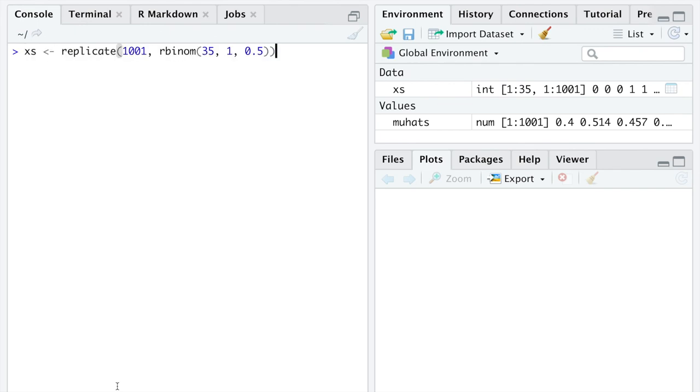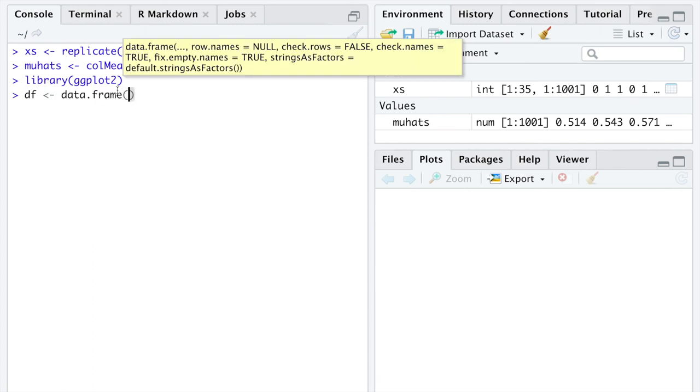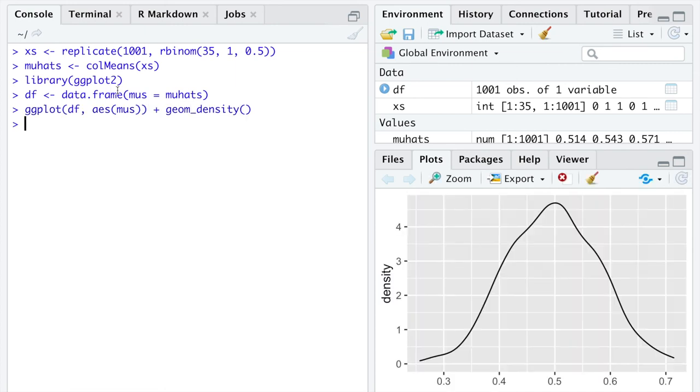So we've got our 1001 friends flipping a fair coin 35 times each. And then we're going to calculate the mean across all 1001 friends. Now, what's crazy in the world of statistics is that we can make a plot by creating a data frame of the estimates themselves. And if we plot the estimates in a density plot, what we see is something that looks surprisingly normal. This is the magic of statistics.